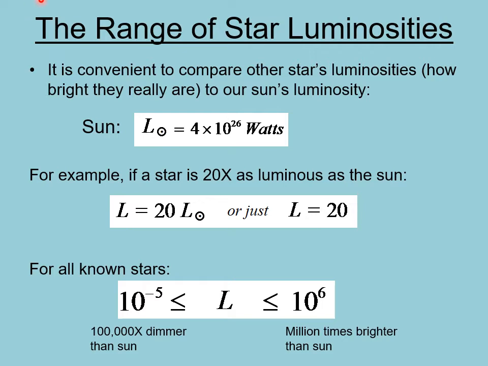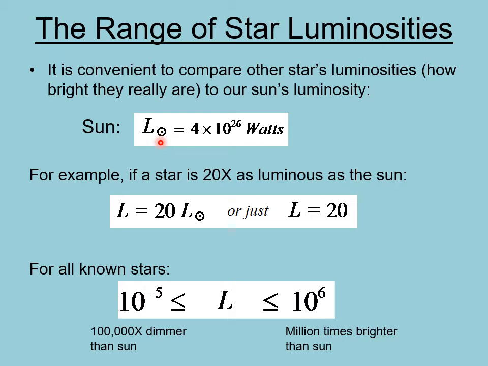So speaking of star brightnesses or luminosities, it's convenient to compare other stars' brightnesses or luminosities to our own sun's luminosity. So we said that our sun has a luminosity of 4 times 10 to the 26 watts. Well, instead of writing out this big clumsy number, we're just going to call this amount of brightness 1 solar luminosity. So this L is for luminosity, and this symbol here, the circle with the dot in the center, that is the astronomical symbol for our sun.